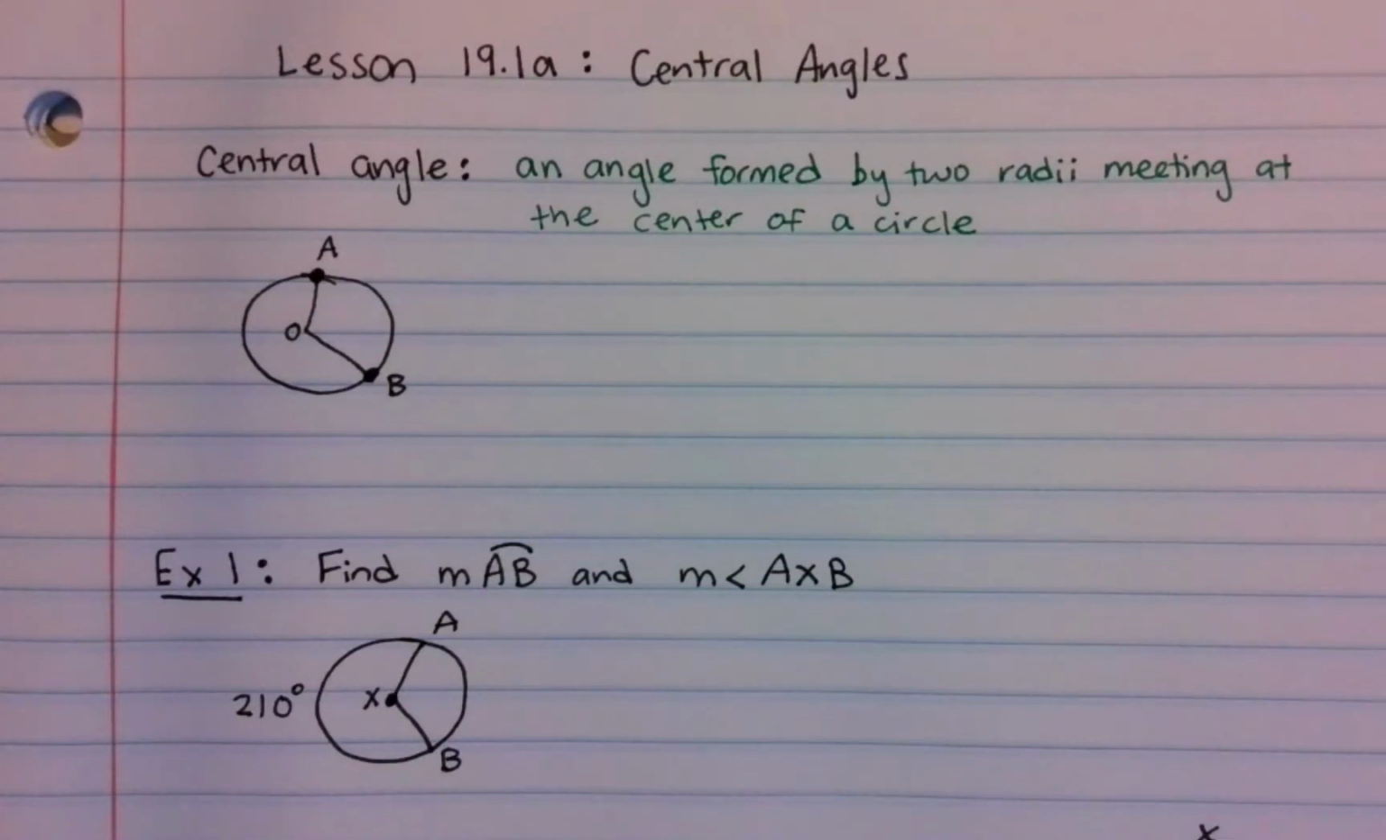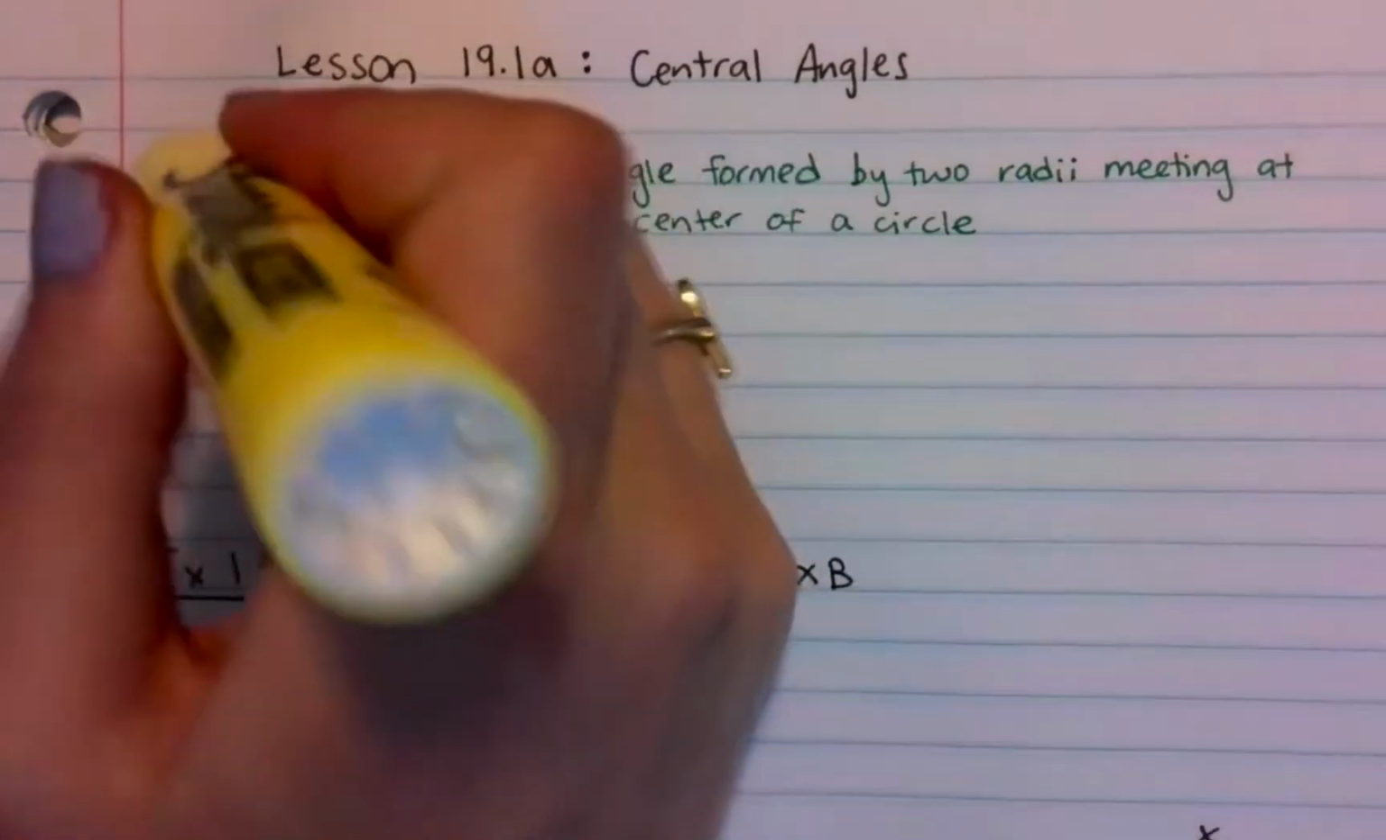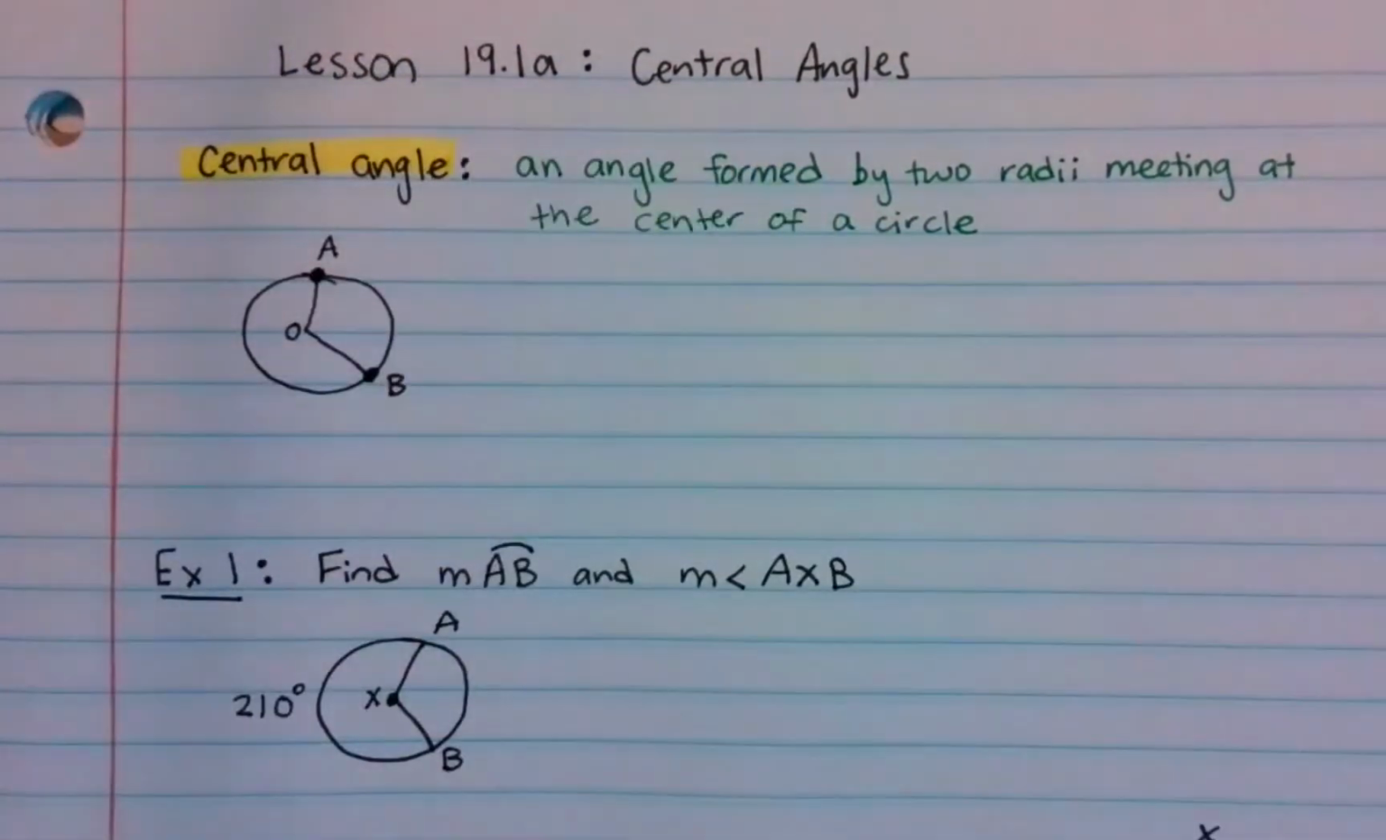We're going to kick this off with the definition of a central angle. Let's go ahead and highlight that. A central angle is an angle formed by two radii. Radii is the plural of radius. So, by two radii meeting at the center of a circle.